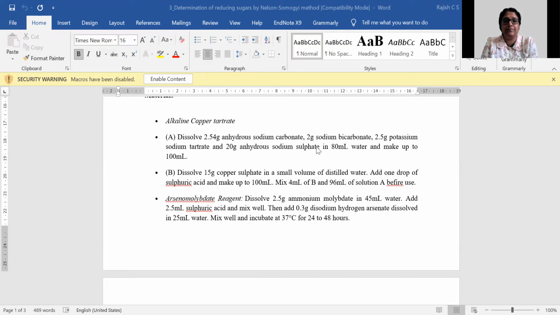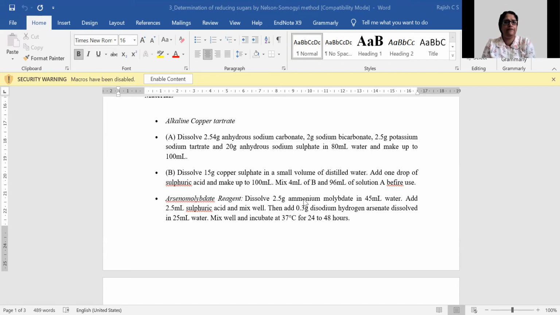So for this, you will be dissolving 2.54 grams of anhydrous sodium carbonate, 2 grams sodium bicarbonate, and these are all alkaline substances. Then you will be adding potassium tartrate and sodium sulfate in 80 ml water and make it up to 100 ml water. Why this making up of a solution?